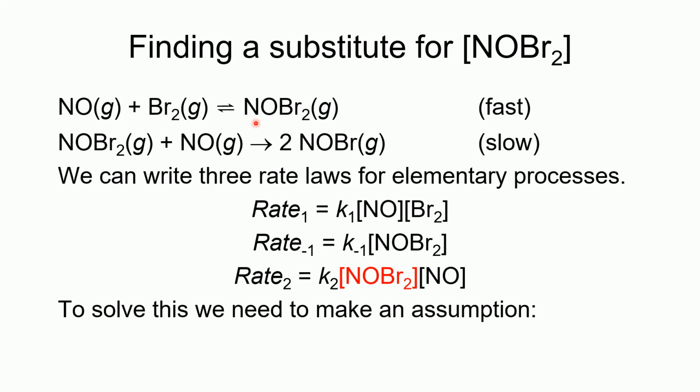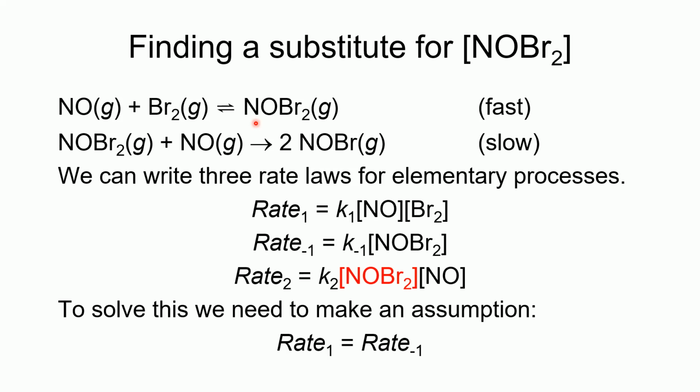and most of that NOBr2 does not go on forward to make NOBr to combine with NO to give us the 2 NOBr. So this is our assumption, that the rate of the forward for the first step is equal to the rate of the reverse for the first step. That is our assumption. So the rate for the forward is equal to the rate for the reverse.